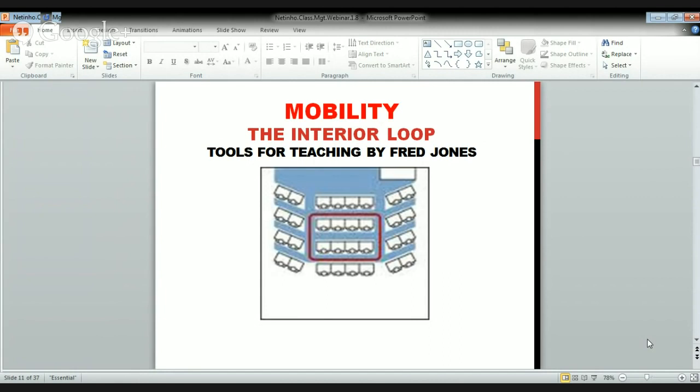Okay, to implement proximity, you need mobility. Remember, with proximity, you want to continually move to get students in and out of the 3 zones of proximity. So you've got to arrange the seating in your room so you can move. Okay, this is one seating idea. This one's by Fred Jones. It's called the interior loop.